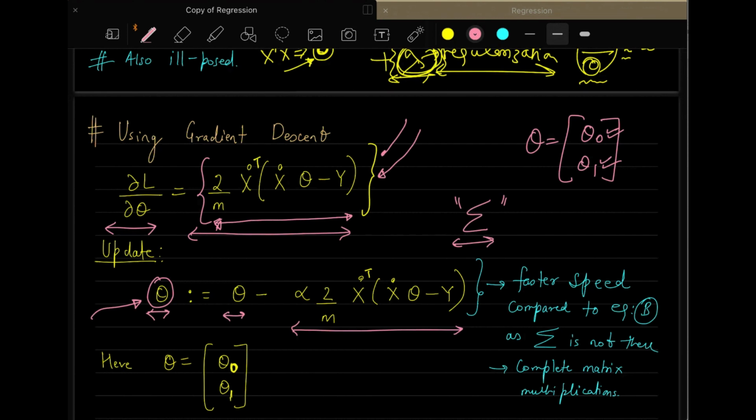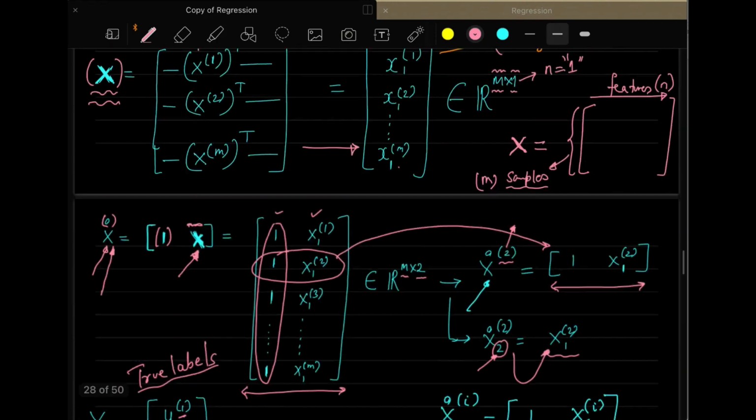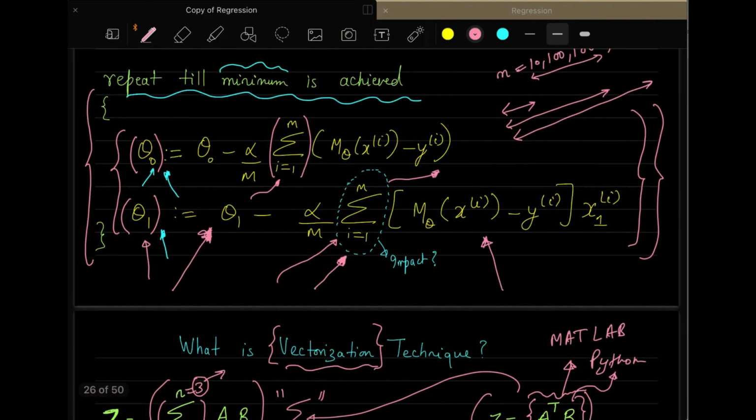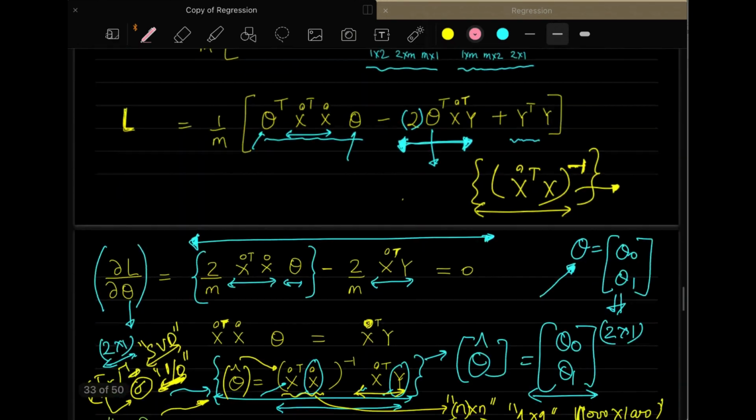So this is the gradient descent if you use the matrix version. This is the matrix version of gradient descent that we discussed in the first equation, from where we started. So this is the matrix implementation of this equation. Any doubts here regarding this?